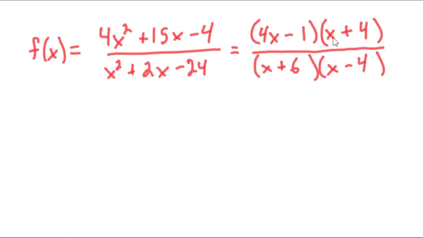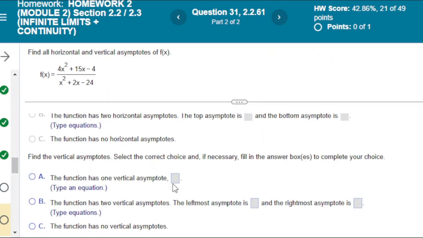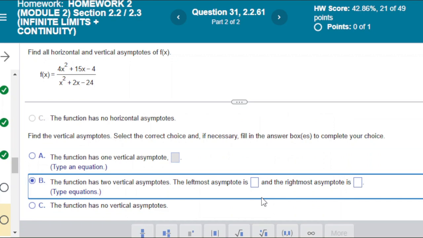Now, notice, if this had been a minus 4, that would cancel with this. But the fact that it's a plus 4 means it doesn't cancel. So we're still going to have these vertical asymptotes, x equals -6 and x equals 4. So right here, the function has two vertical asymptotes. The leftmost asymptote is x equals -6. The rightmost asymptote is x equals 4.